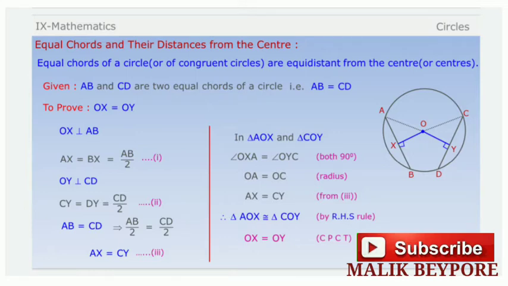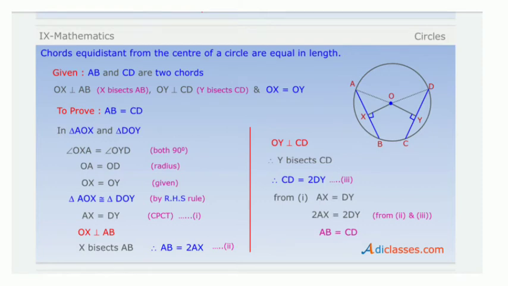Then OA equal to OC, they are also equal because they are radii. Then AX is equal to CY, already we proved in equation number 3. Therefore triangle AOX is congruent to triangle COY by the RHS rule. Then by CPCT we can say that OX is equal to OY. Hence the theorem.